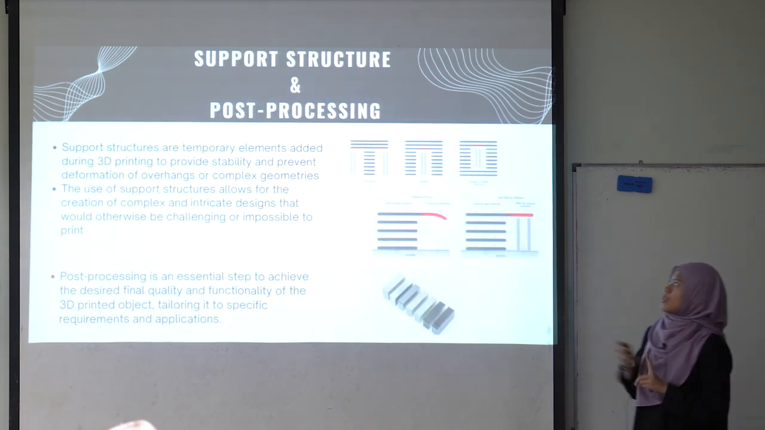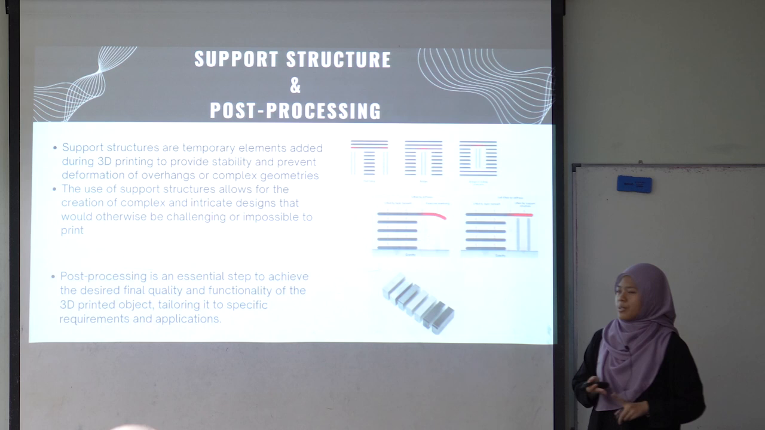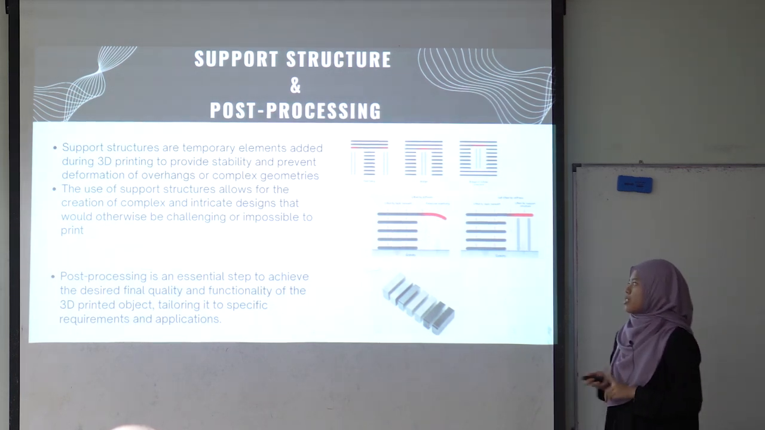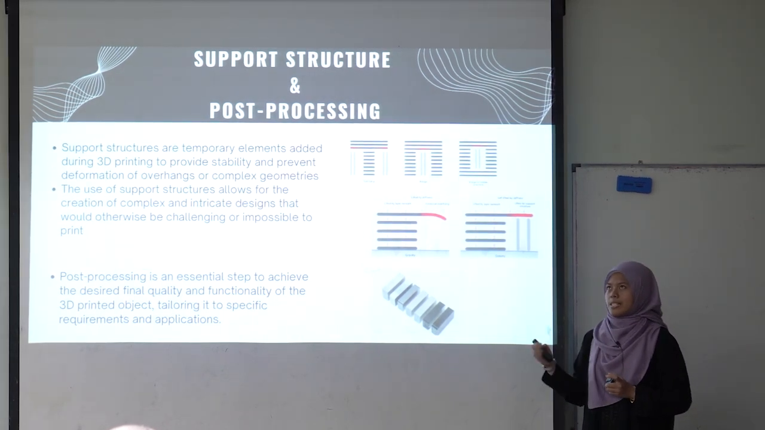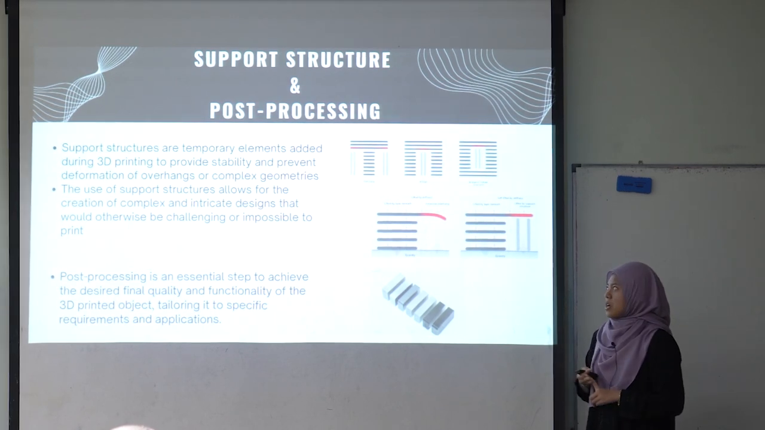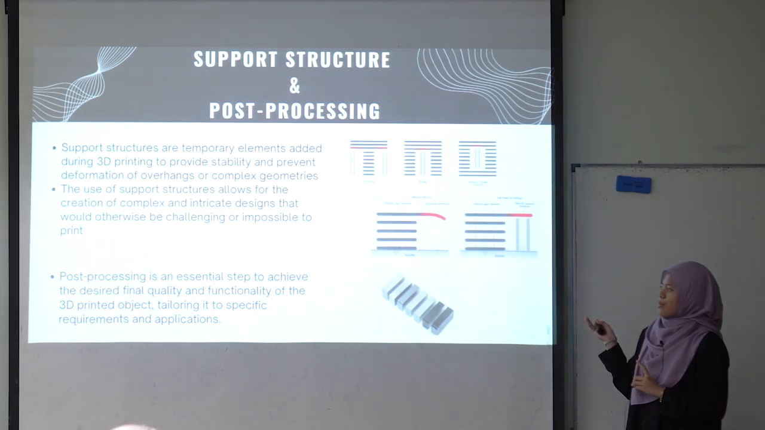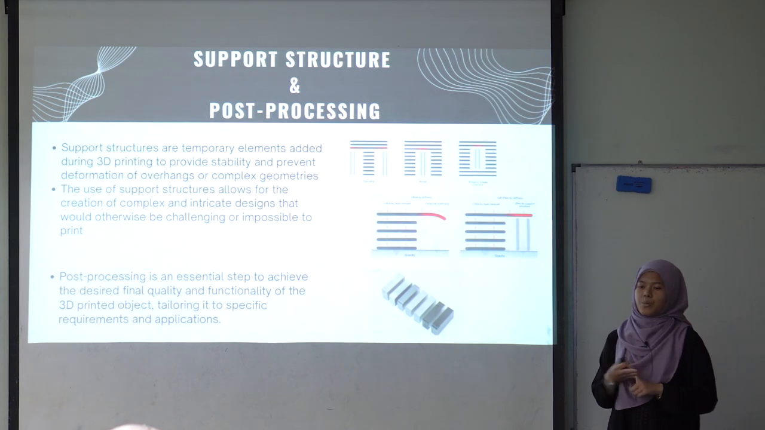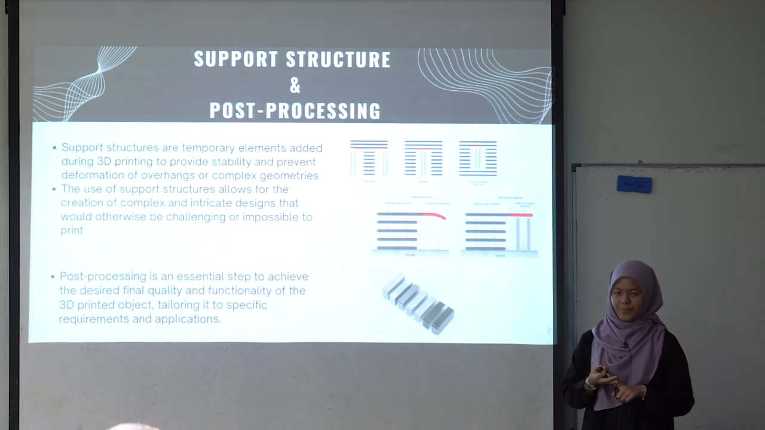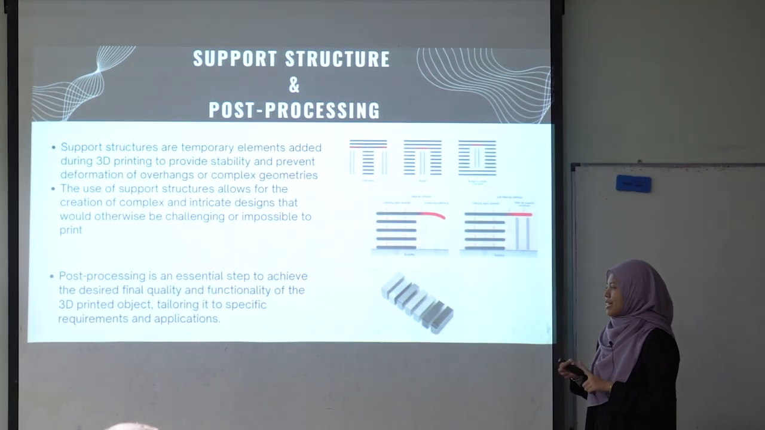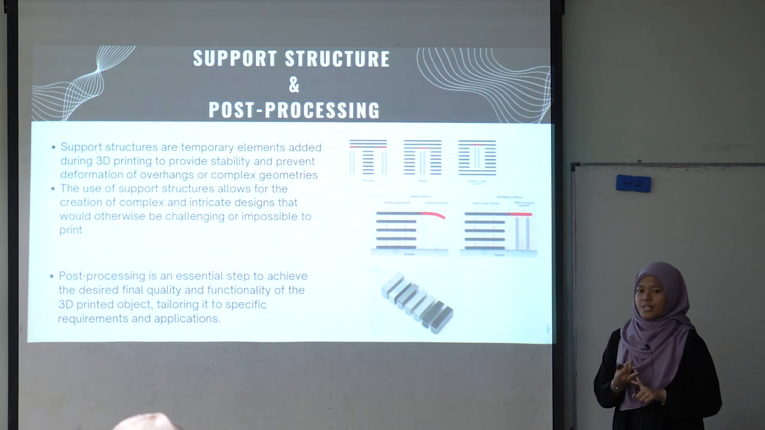So the last two steps are support structure and post-processing. Support structures are temporary elements added during 3D printing to provide stability and prevent deformation of overhangs or complex geometries. It is usually composed of the same material as the main piece, but can be easily removed by hand or with tools. And the last step, post-processing, enhances 3D printed objects by refining their appearance and optimizing functionality. These steps include support removal, coating applications, improved performance, and surface smoothing.